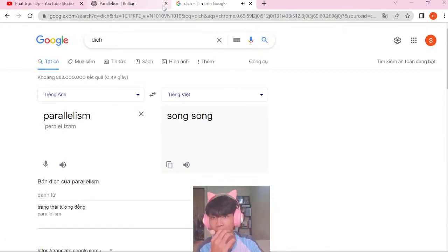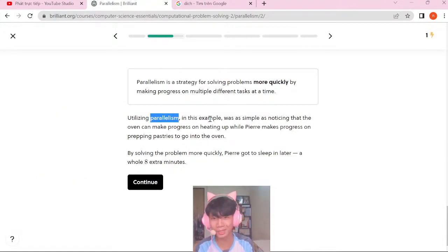Parallelism. What does this word mean? Well, it's hard to speak like that. So it means that when you have the first, you make the first and then you make the second, you compare them and then you can resolve it quickly. Utilizing parallelism in this example was as simple as noticing that the oven can make progress on heating up while Priya makes progress on preparing.